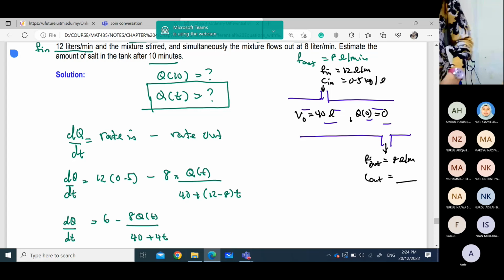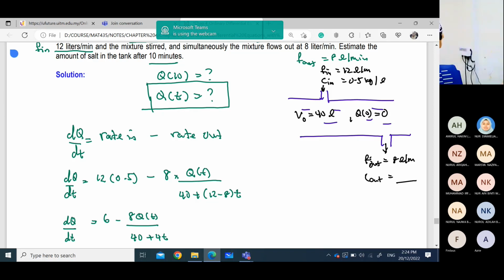Boleh ada soalan? Rate out mana? This one. Okay, so 8 it is the flow out. So this one is C out. So C out ni kita gunakan formula yang lain, which is Q of T at any time T over volume plus difference of flow in and flow out multiply with T. Okay, so this one is out. Yes.